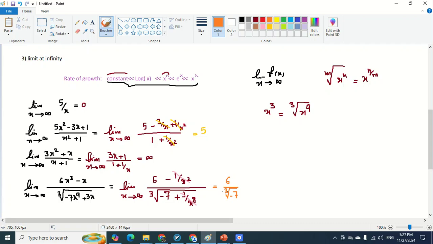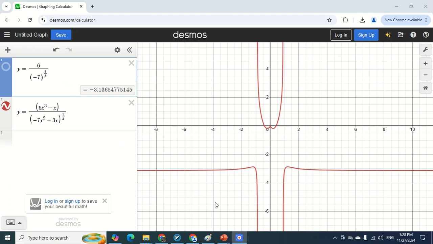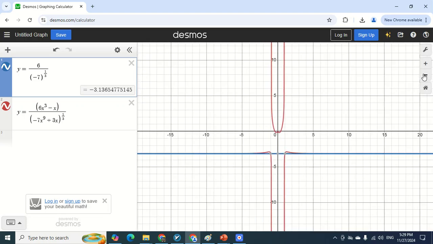So let us take a look at the situation when we have a graph of this function. As you can see over here, I sketched that function, which is 6x cubed minus x over the third root of minus 7x to the power of 9 plus 3x. In this situation you can see that y equal to 6 over the cube root of minus 7 determines the line that the function tends to at the end of the day when x tends to infinity, meaning that the right side and left side of that value are very close to each other.